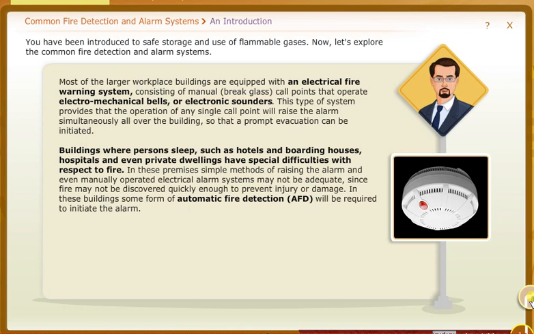Buildings where persons sleep, such as hotels and boarding houses, hospitals and even private dwellings, have special difficulties with respect to fire. In these premises, simple methods of raising the alarm and even manually operated electrical alarm systems may not be adequate, since fire may not be discovered quickly enough to prevent injury or damage. In these buildings, some form of automatic fire detection, or AFD, will be required to initiate the alarm.